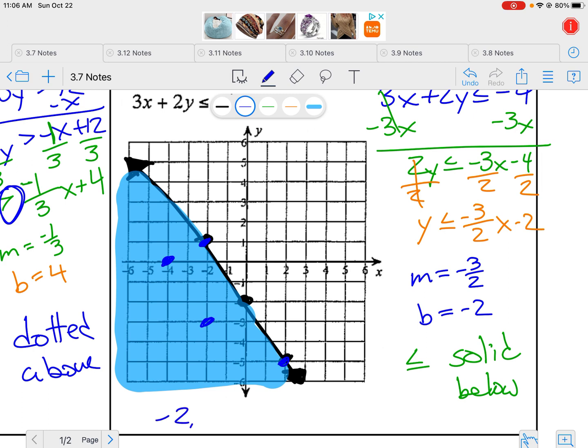So I've got negative 2 comma 1 is a solution, 2 comma negative 5 is a solution, negative 2 comma negative 3 is a solution, so on and so forth. And that is our introduction to inequalities.